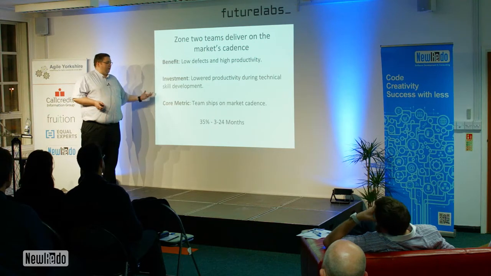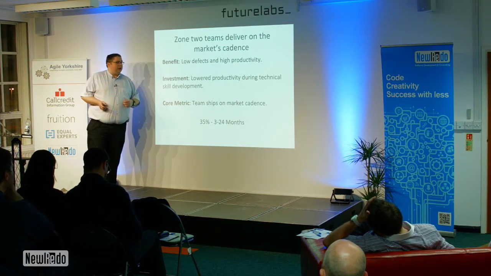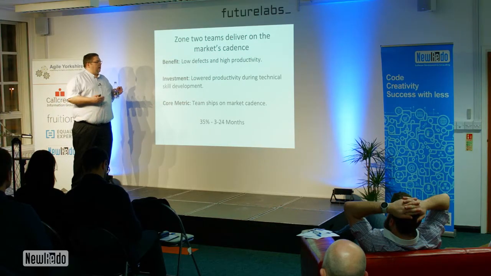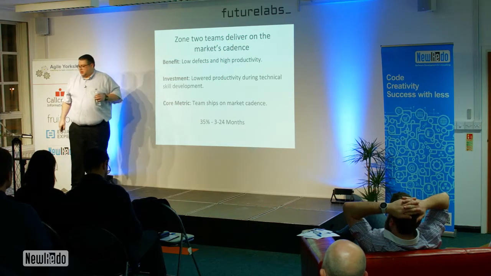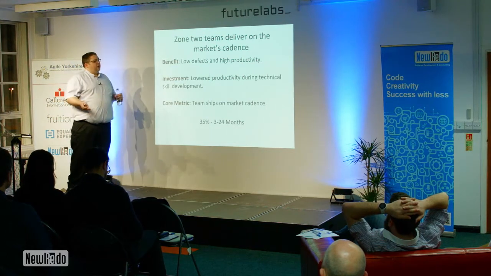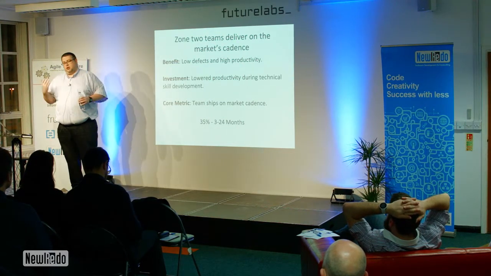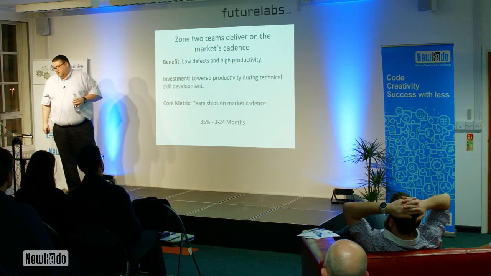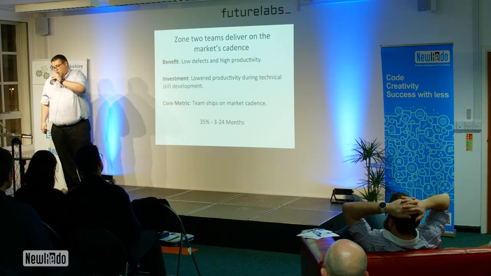But the core metric we get from that is the team starts to ship on market cadence. And they found that 35% of teams were doing this, and it was taking 3 months to 2 years for teams to get this. So if you're lucky enough to have a team that's already highly skilled in these things, then hopefully this piece becomes second nature. If you hire a whole load of devs that can do TDD and can do DevOps and can do all the really cool stuff, then you may get there straight away. But this is certainly the holy grail.